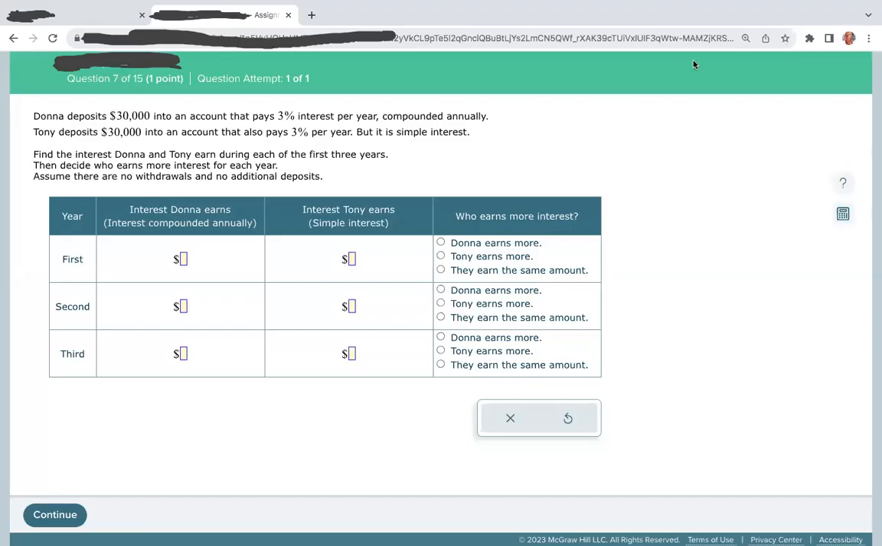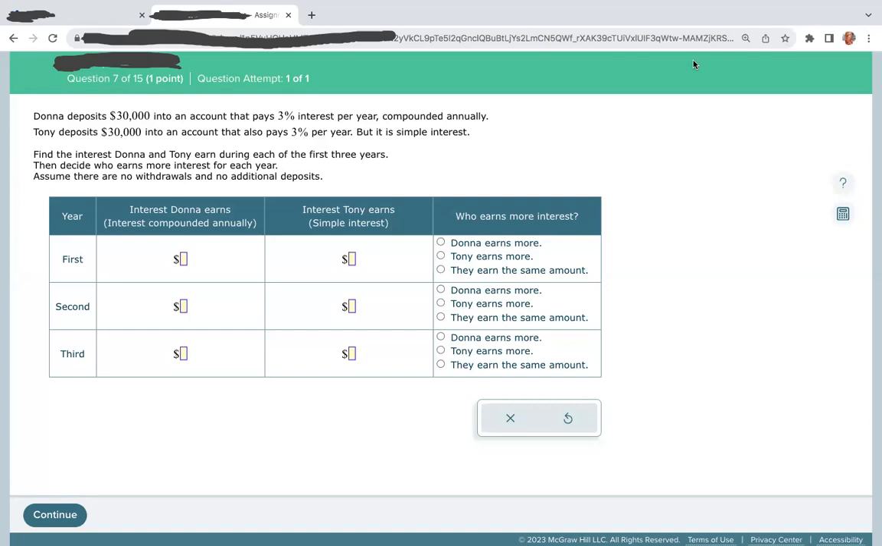Hello, everyone. Welcome back. I'm about to go over this question with you guys because I know there were some issues with it. So this particular question is asking to compare interest earned on a simple interest account versus a compounded interest account.